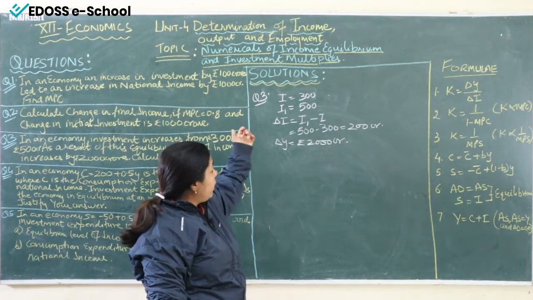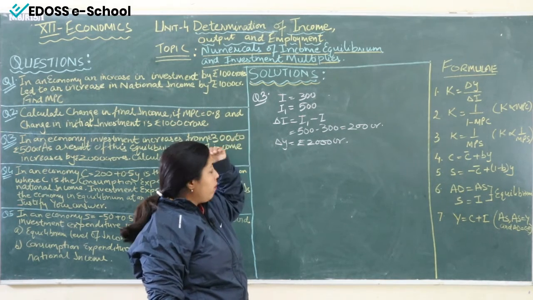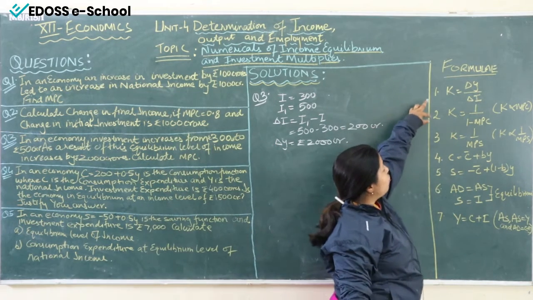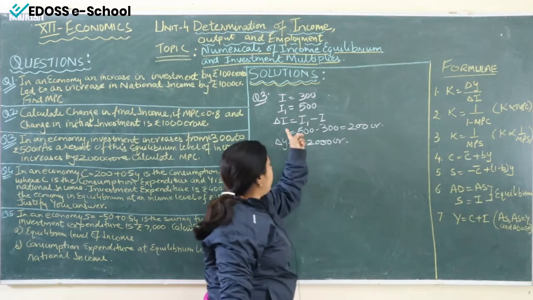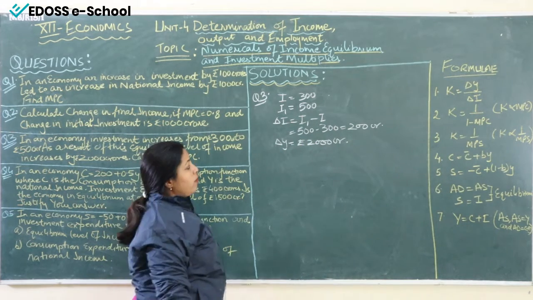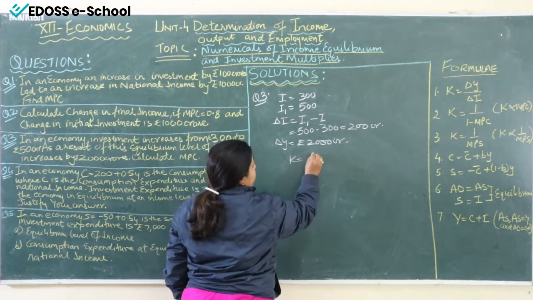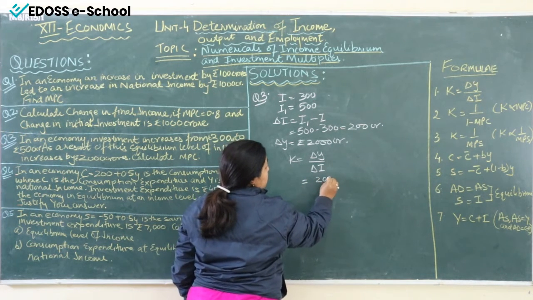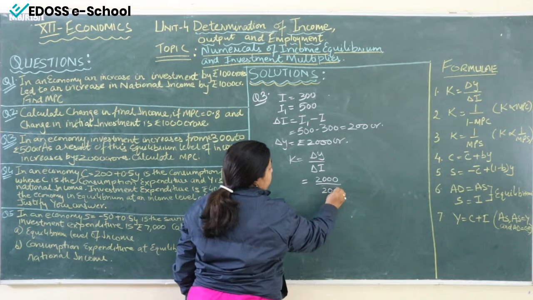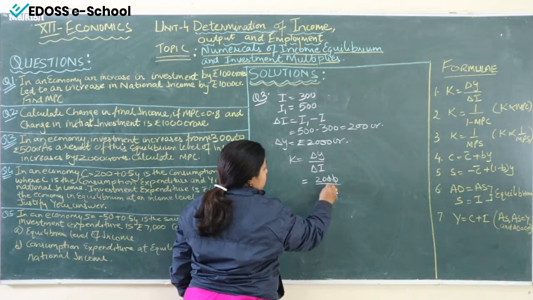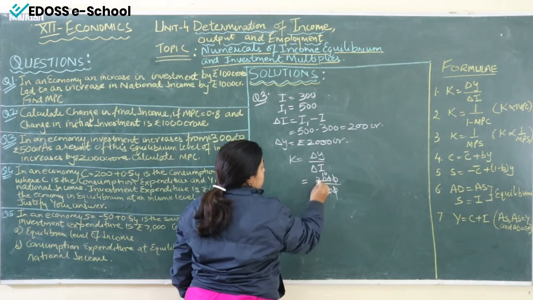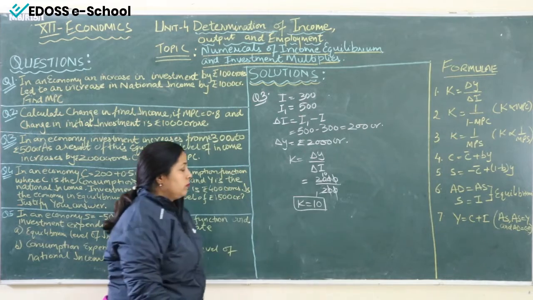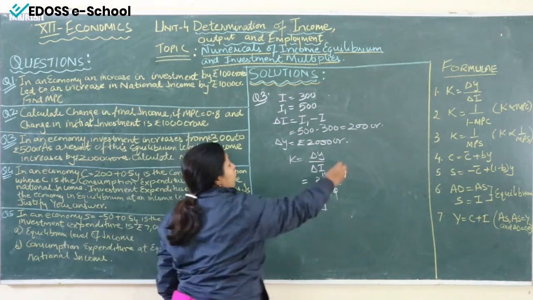So here we have got delta I and delta y, and we have to find MPC. So again we will make use of these two formulas. In the first formula we have delta I and delta y, so that we can find out k first of all. So the first formula will be this, that is 2000 upon 200. 0 0 cancel, 0 0 cancel, 2 1s are 2, 10s are. So k value is 10. Next step, we have to calculate MPC.